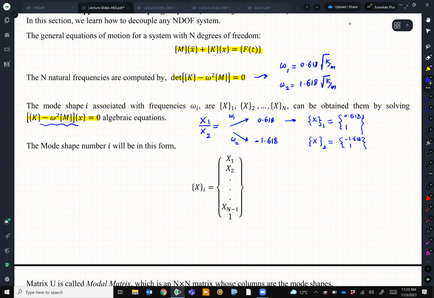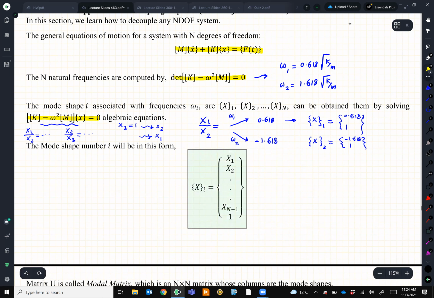Now, what if we have a 3-degree of freedom system? The same. We will solve this equation. So you will find x1 over x2, it gives you a number. x2 over x3, it gives you a number. All right? You set the last one equal to 1. Right? So x3 is equal to 1. So you will find x2. If you have x2, then you can find x1. All right? And you will show all of them in a vector format like this one. As you can see, the last one is equal to 1.